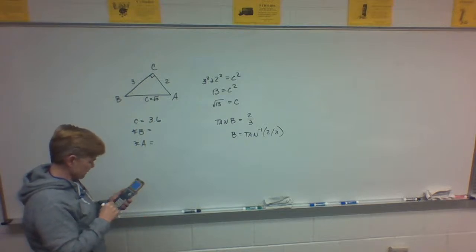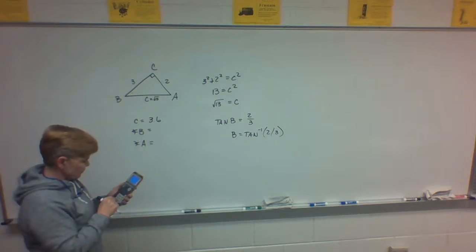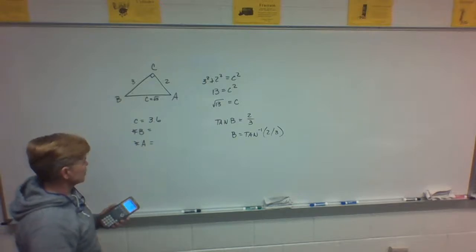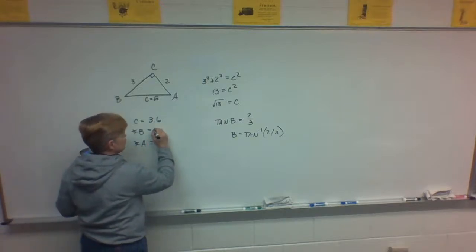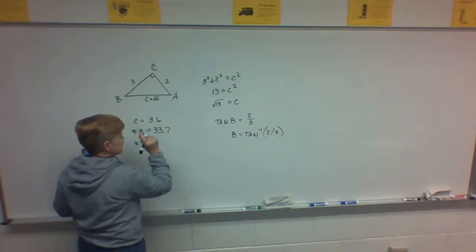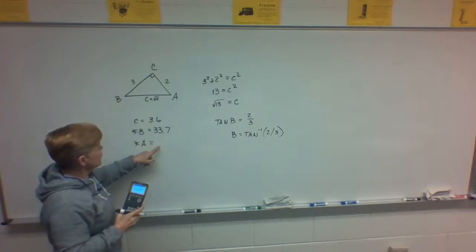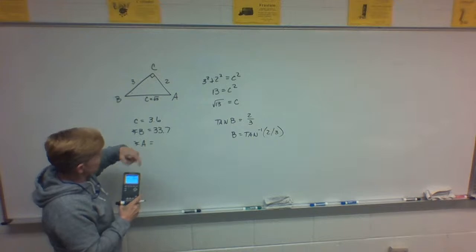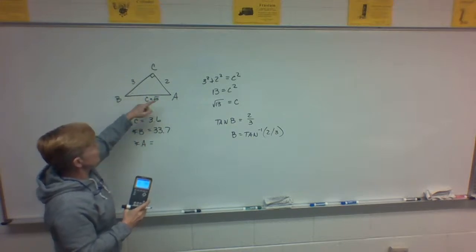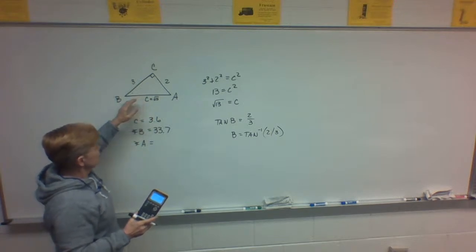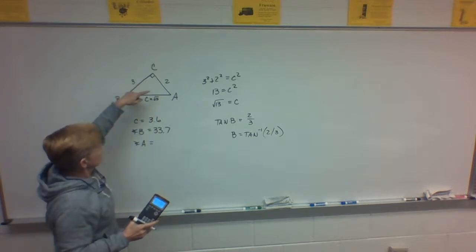So we go second and tangent of 2 divided by 3, close the parenthesis, and we get 33.7 rounded to the nearest tenth. Do you agree? Yes. Now, the cool thing is that even though this is an approximation, it's not really that approximated in here. To find A, I really only need to subtract this from 90 because these two have to add up to 90. I don't need to use a trig function on A to find it, but I could, but I don't need to because I have 2 of the angles known.